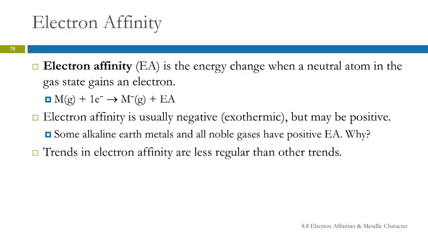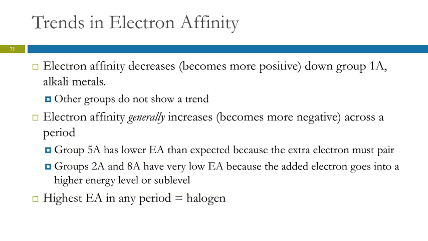Now the trends in electron affinity are less regular than the other trends. In fact, I would really hesitate to say that they're much of a trend at all. We see that electron affinity decreases, meaning it becomes more positive, as you go down the group 1A alkali metals. So it works for that one group. There's not really a trend in the other groups. And electron affinity generally increases, it becomes more negative, across a period. But again, there's a lot of exceptions there.